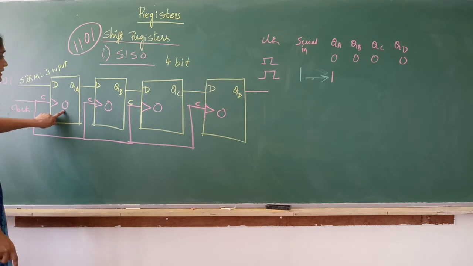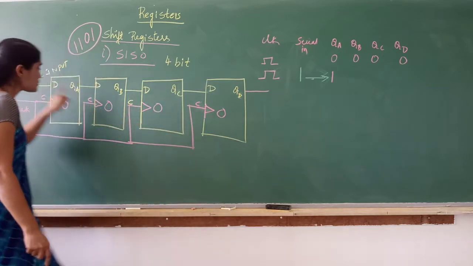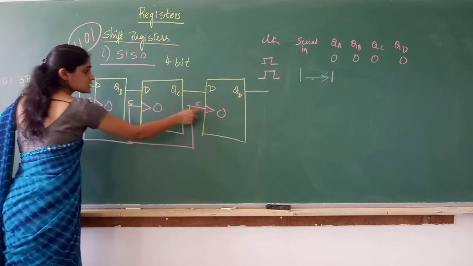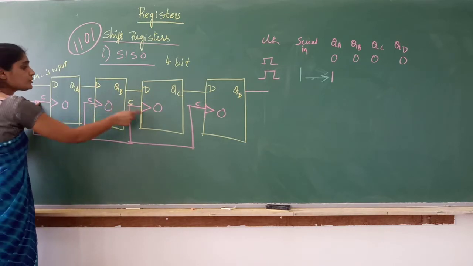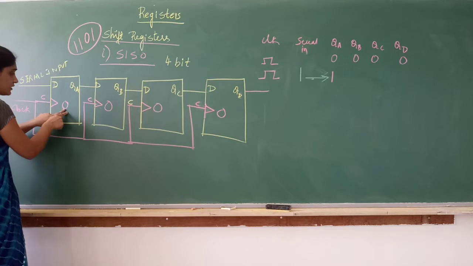And just have a look at the circuit. You have given the clock to all the flip-flops. So when I give a clock pulse, it will be sent to all these 4 flip-flops. So what will happen to these 3? Upon the occurrence of a clock pulse, this 1 will enter here.